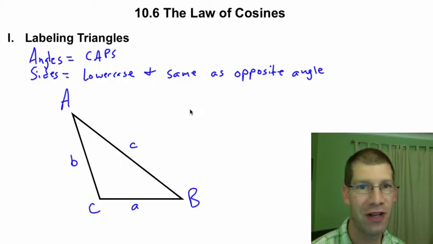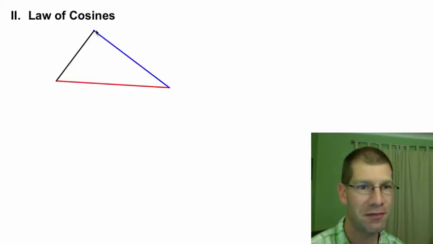So labeling triangles: angles are always capitals, sides are lowercase, and angles and sides with the same letter have to be across from each other. Law of cosines is this first one. I wouldn't draw this triangle here, I'm just trying to make a point and show where law of cosines comes from, to demystify it a little bit. If we had a right triangle here, we could say we have side a, and my next side I'll call b, and my last side I'm going to call c.